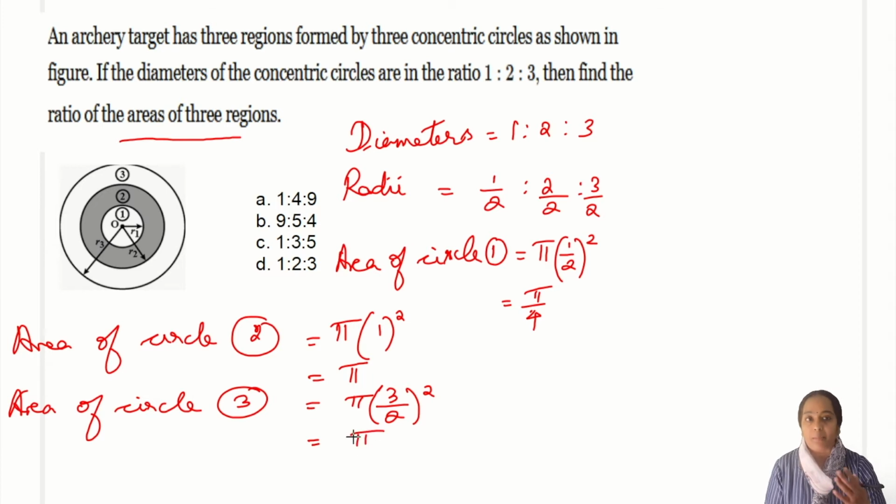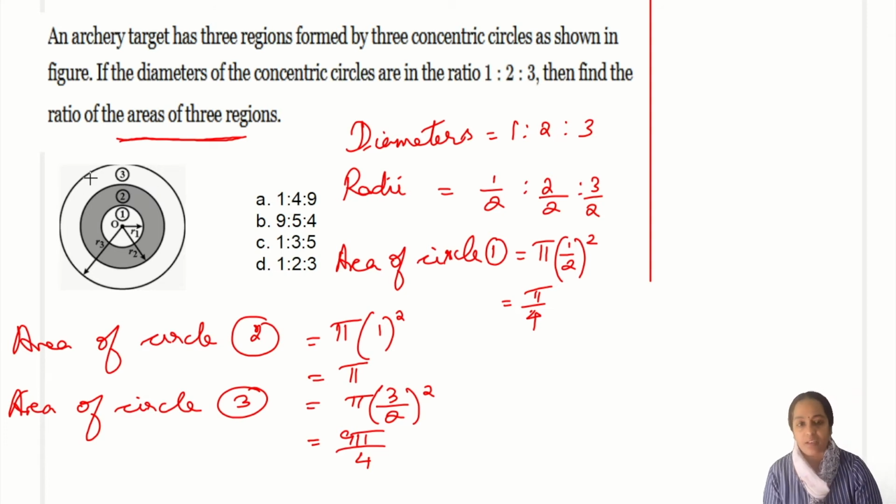So it's going to be 3 by 2 square. So this is going to be 9 by 4 pi, 9 by 4 multiplied by pi. So now I got all the areas. Now, the question asked is, find the ratio of the areas of the 3 regions. That is the question asked.